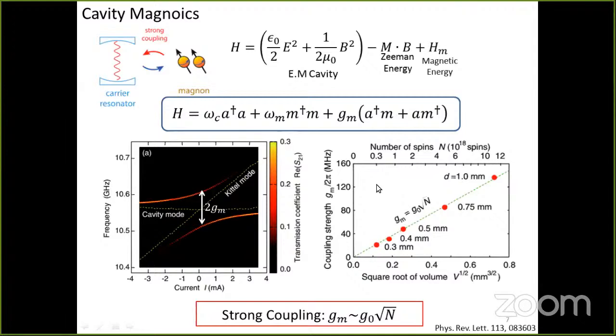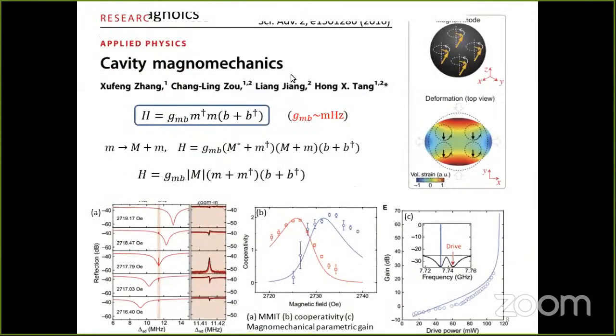Now let's come to the magnomechanical system. This is a recent paper in Science that basically says that due to the magnetization, the sample deforms and generates a phononic mode in the system. So the coupling between the magnon and phonon is often a mechanical radiation pressure type of coupling. This is the nonlinear type of coupling we are talking about, and g_mb is the coupling between the magnon and phonon mode. But please note that this coupling is very weak.